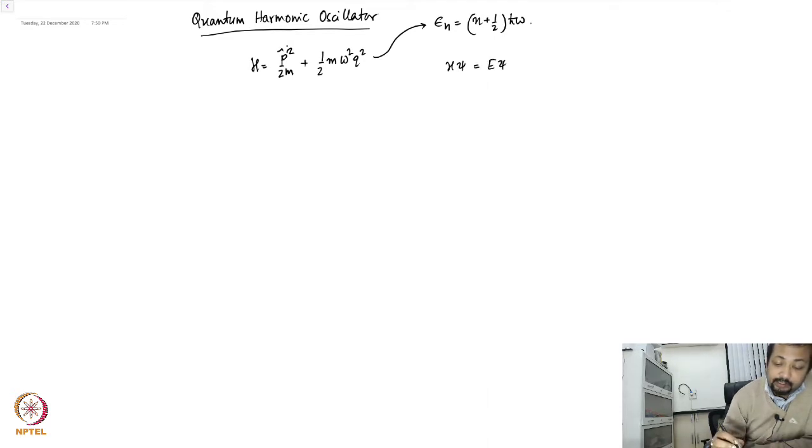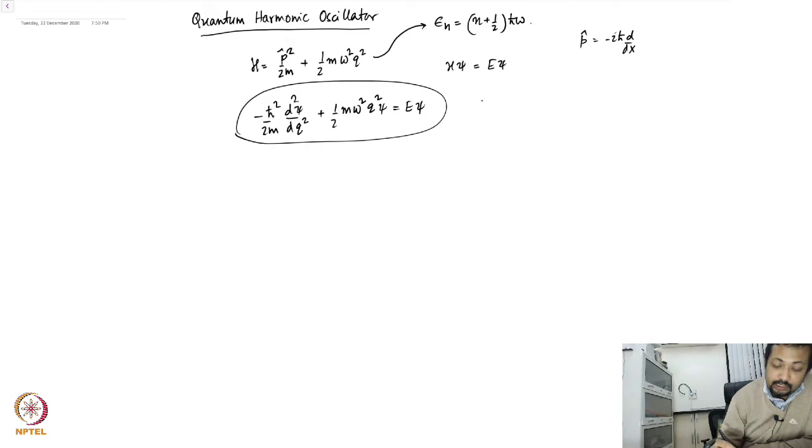The operator p hat over here is minus i h bar d/dx, so that if I substitute this Hamiltonian, this becomes minus h bar square over twice m d2 psi dq2 plus half m omega square q square psi, because the coordinate in our case is q, is going to be E times psi. And we solve this equation to get the energy eigenfunctions psi n of q.